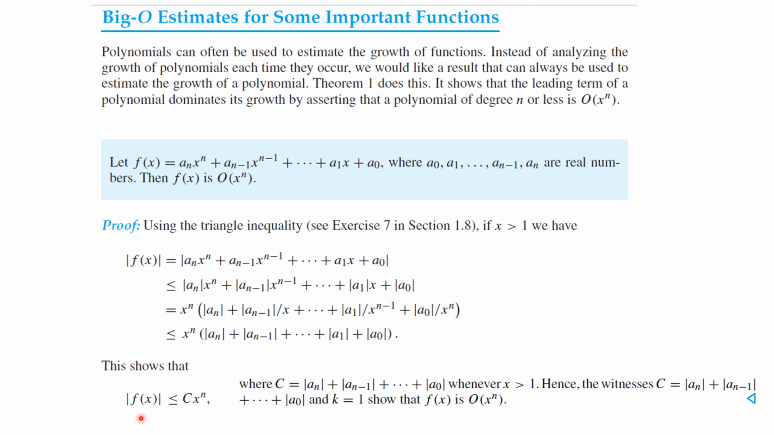This shows that the absolute value of f of x is less than or equal to c times x to the n, where c is the sum of the absolute values of the coefficients, whenever x is greater than 1. Hence the witnesses are c, the summation of those coefficients, and k equal to 1. That shows that f of x is big O of x to the n.